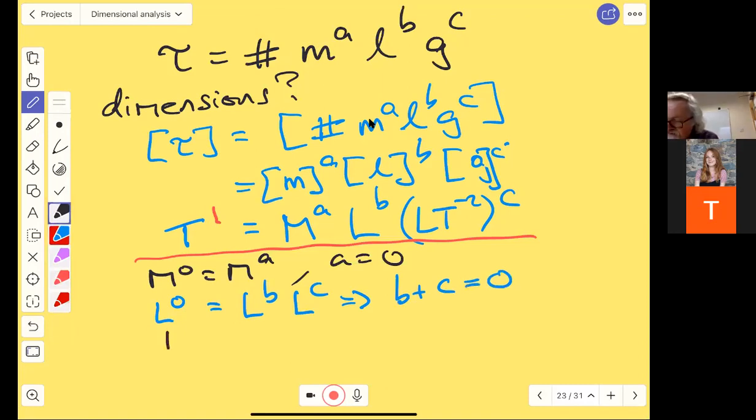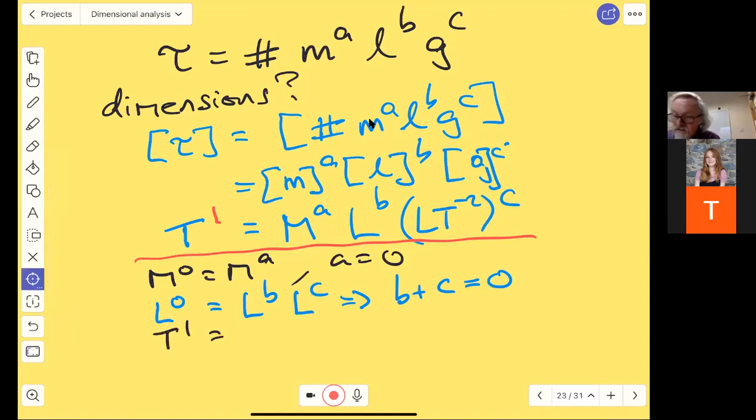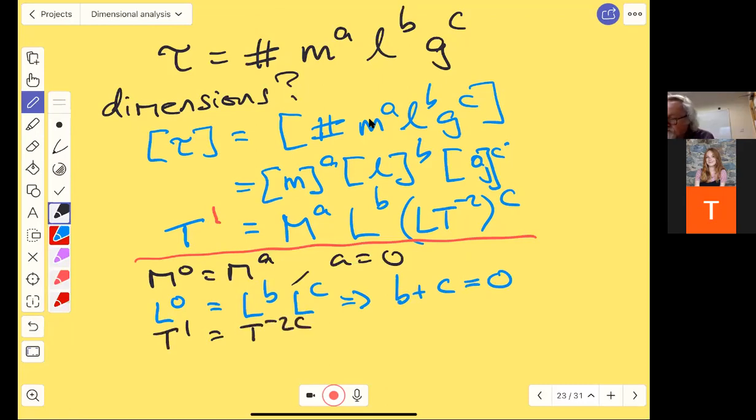And then we have t to the 1 on this side, and on this side we have t to the minus 2c. So therefore, c is going to be minus 1/2. Minus 2c is 1, so c is minus 1/2. b plus c is 0, so b is plus 1/2. So just by thinking about it, we have come to the following conclusion.